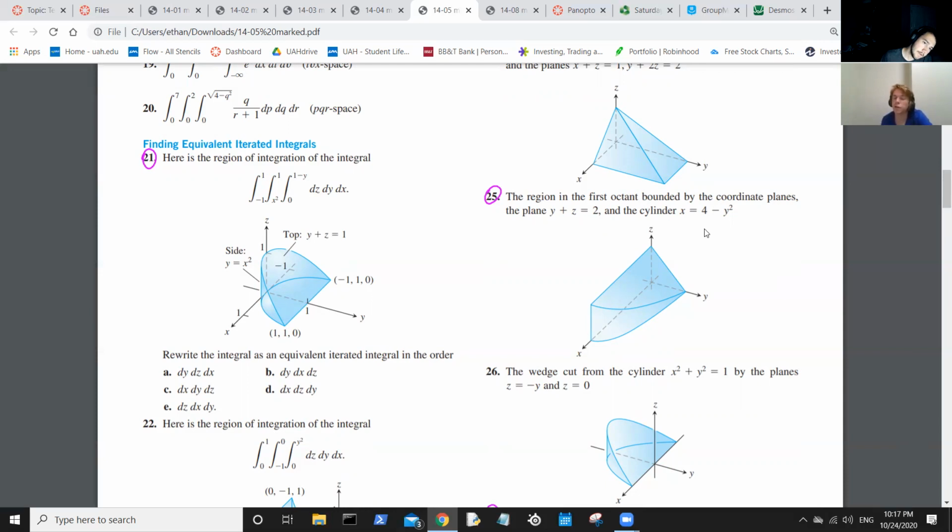If anyone wanted this, it troubled them, it's the 14.5 homework that was due on Wednesday. This one? 25? Yes. That was question number 3. Yeah, we're just going to look at different numbers, but yeah.